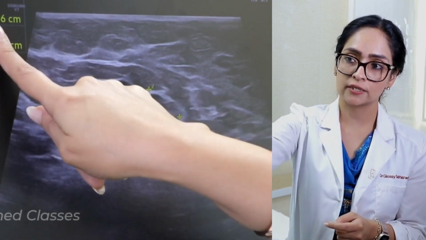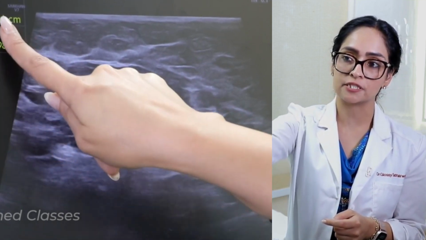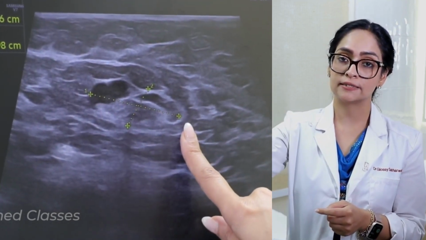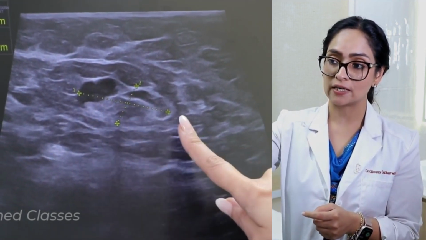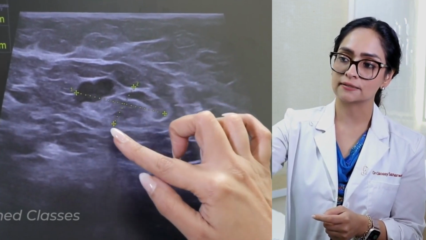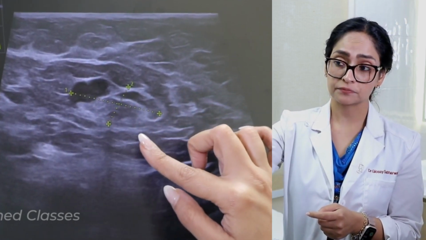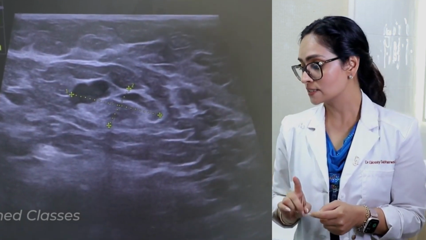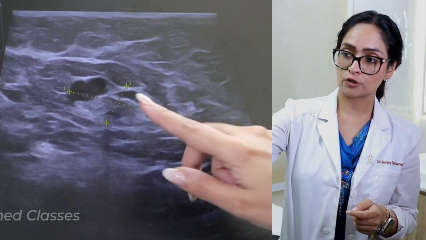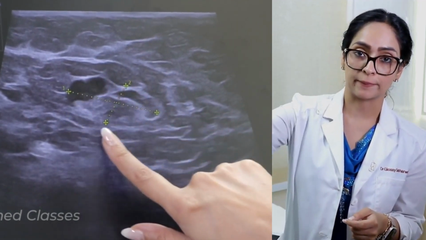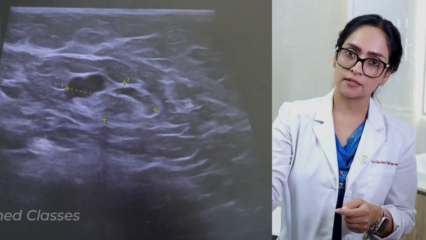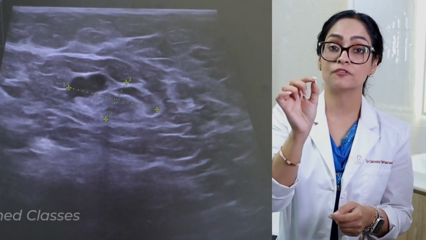So in this case, the node is definitely enlarged. Why? Because look here, it is showing 21 into 10 mm. That means one dimension is 21 mm. The longest dimension should not be more than 10 to 12 mm. So this is 21 mm, so definitely the node is enlarged. But at the same time, we see that the fatty hilum is maintained. Also, the cortex is very important when you are looking at the lymph node. The cortex should not be more than 3 to 4 mm in an enlarged lymph node.